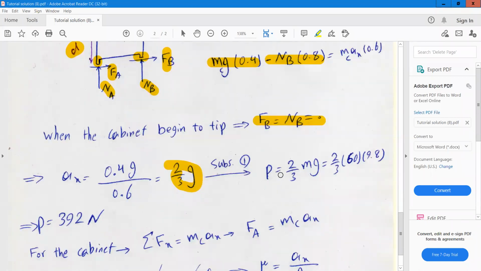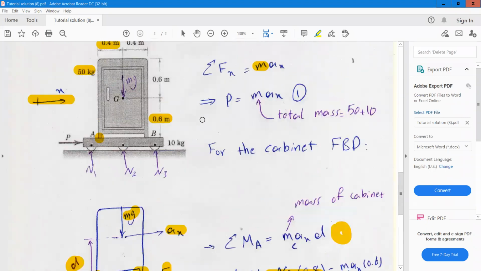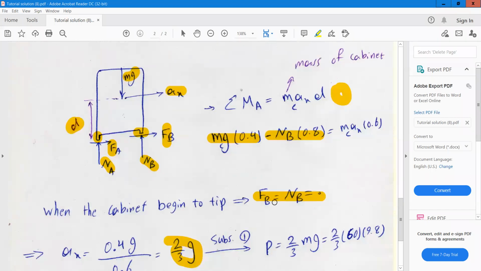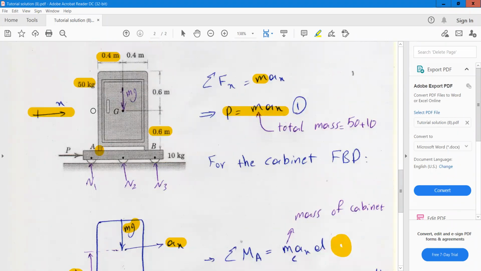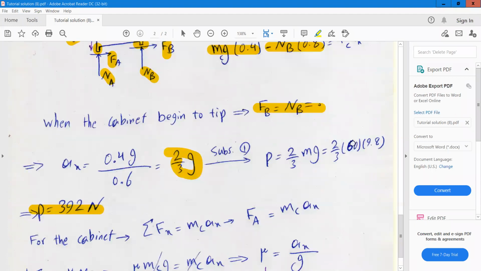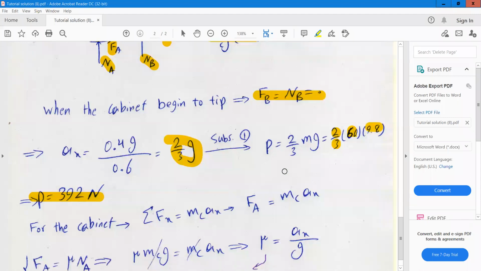Now we can obtain P. If you substitute a_x equal to 2 times g divided by 3, we have the mass, which is 50 plus 10, and it's equal to 60 kilograms. So it's equal to 60 times 2 divided by 3 times g. And this is the external force P, which is 392.